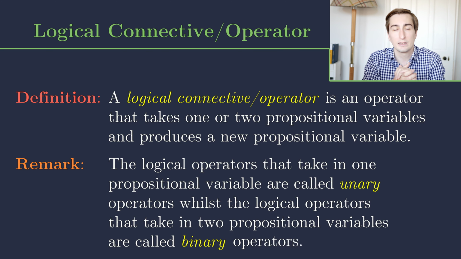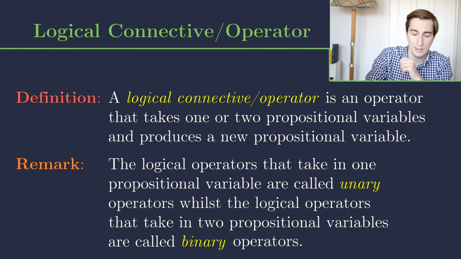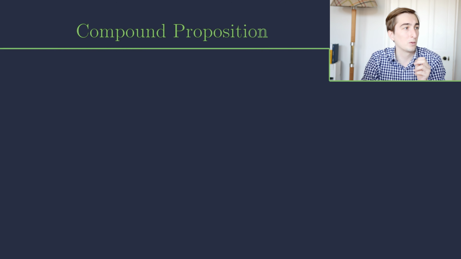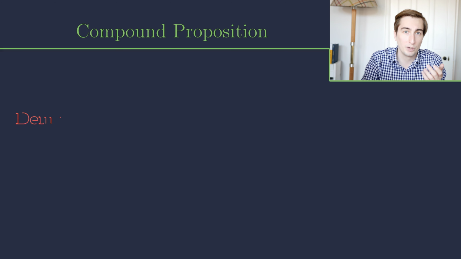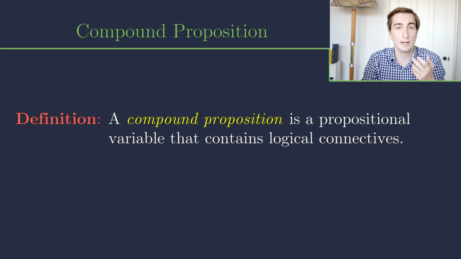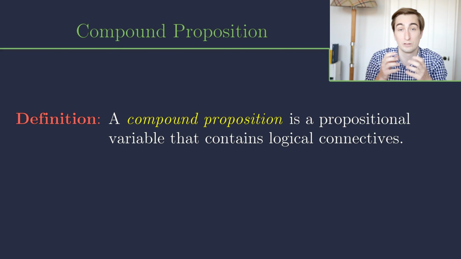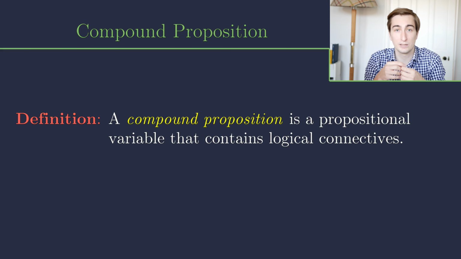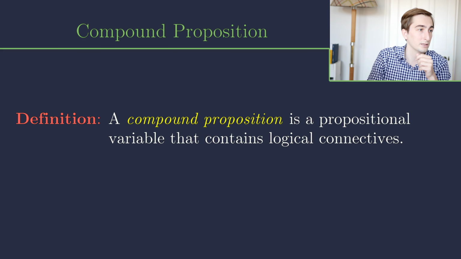So you might ask, what type of propositions contain logical connectives? That's where we end up with the idea of a compound proposition. We think of a compound proposition as a propositional variable that contains logical connectives. If I've got some propositional variable that has logical connectives inside it, then we think of that as a compound proposition, because it consists of multiple things. It not only consists of a propositional variable, but also a logical connective or operator.